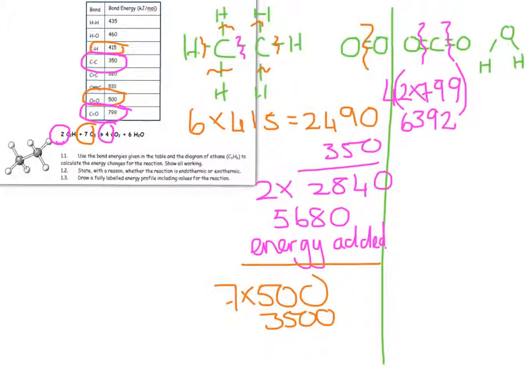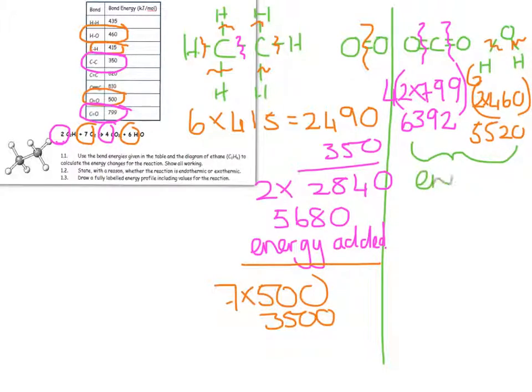Taking a look at the water, I have to make 2 oxygen-hydrogens. Oxygen-hydrogen is 460. So it's 2 times 460. And how many are there in the equation? There are 6 of those. So that in total works out to be 5,520. This is the energy that is going to be released.